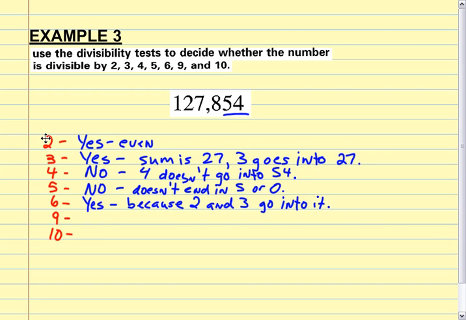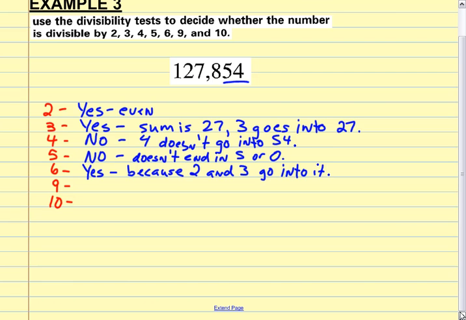All right? What about 9? Does 9 go into this number? Mac? Yes. Why? The same answer as 3. Because the sum of the digits is 27. 9 goes into 27. Excellent, Mac.